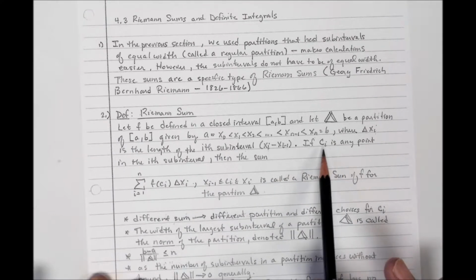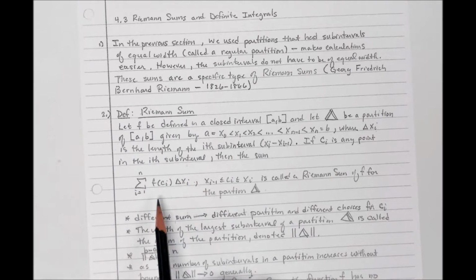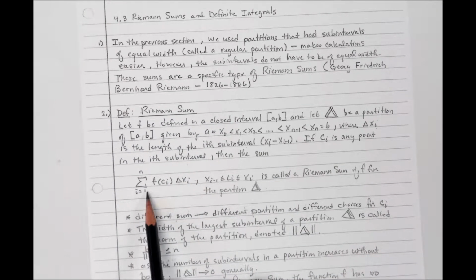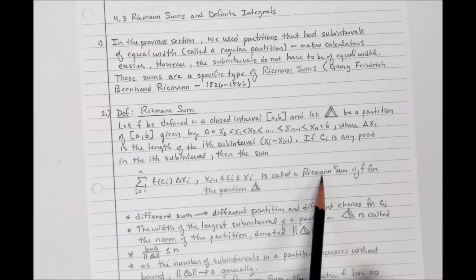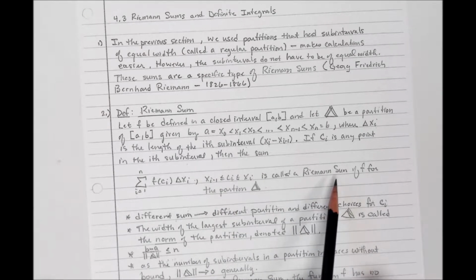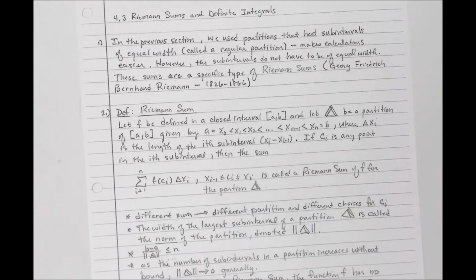And if we let c sub i be any point in the ith subinterval, as we have seen before, the sum as i goes from 1 to n of f of c sub i delta x sub i, where c sub i is in the ith subinterval, is called a Riemann sum of your function f for that particular partition. Okay, you get a different partition, you get a different sum. Different choices for c sub i, you get a different sum because it's a finite sum. We're not taking the limit of this.